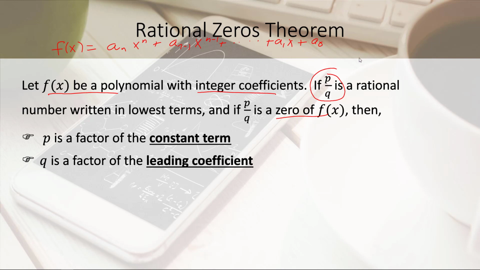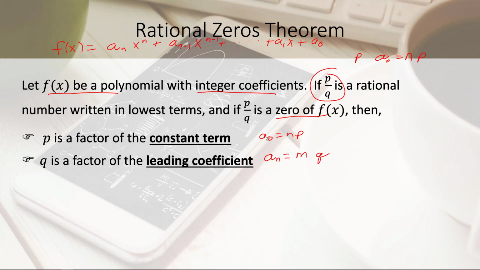This tells you that p is a factor of a sub 0, which basically means that a sub 0 is going to be equal to some integer times p. And it also tells you that q is a factor of the leading coefficient, which basically tells you that the leading coefficient, in this case a sub n, is going to be equal to some number m times q. And one or more of the ratio of p to q will be a zero of f.